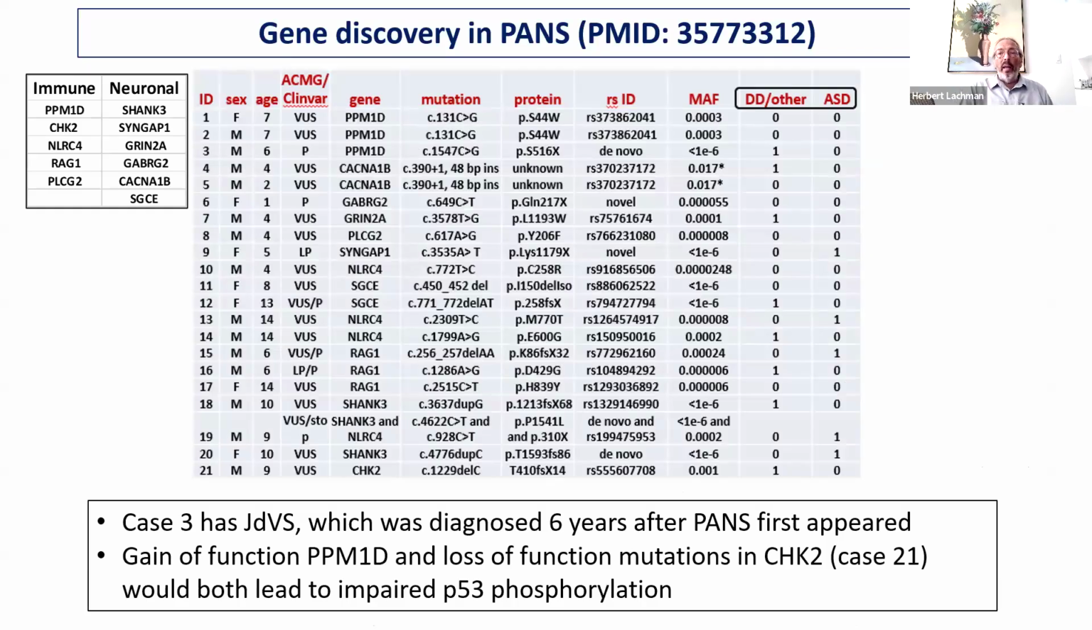Now, our first foray into the genetics of PANS occurred a couple of years ago. We found mutations in these genes in 21 cases. And most notably for this audience, one of the cases, case 3, has Janssen-DeVries syndrome. Now, I wasn't looking at this.